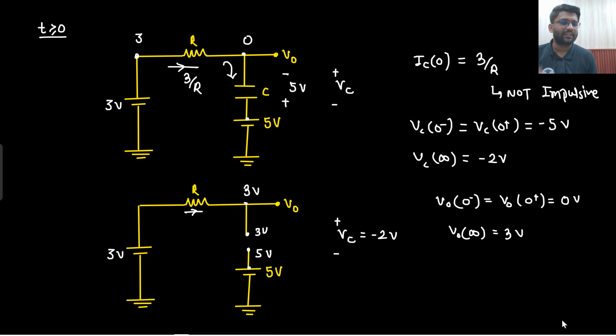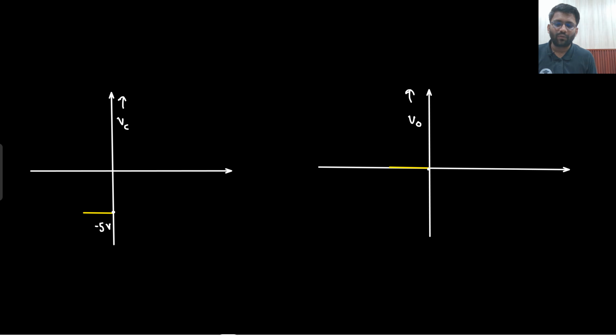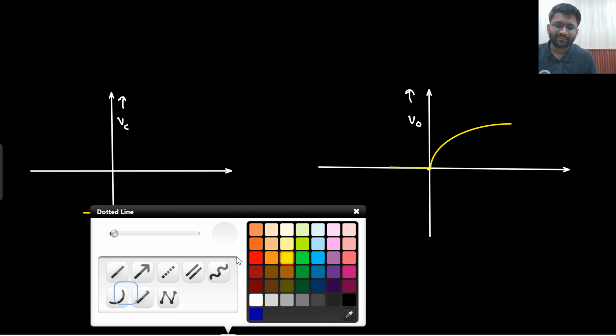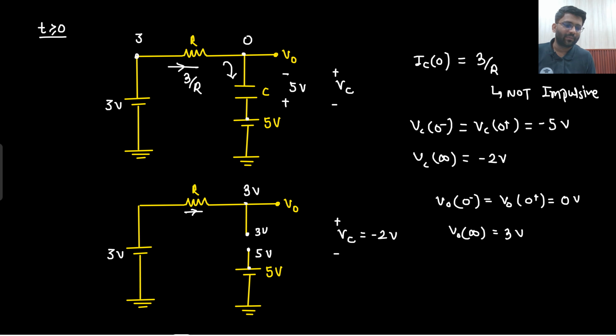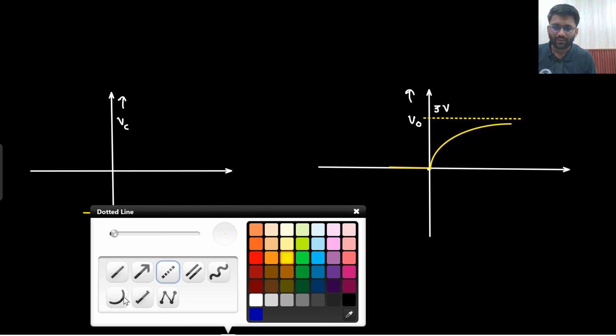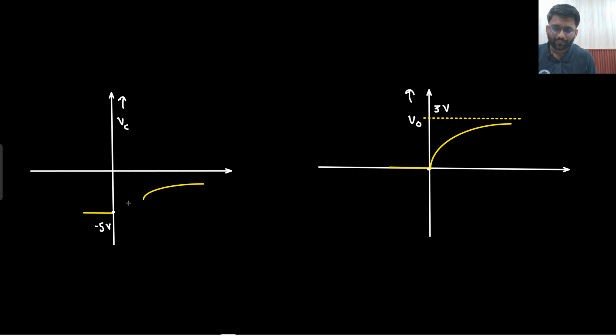First order circuit, exponential charging would be there. So V naught will go from 0 to 3 volt. And Vc is going from minus 5 to minus 2 volt. So this was the easier one.